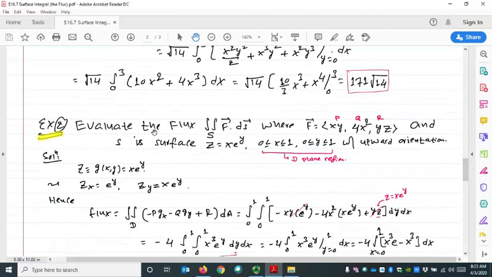Now let's compute example 2. Example 2 says evaluate the flux, or the surface integral, of vector field F over the surface S, where the vector field is given by F = (xy, 4x², yz), and the surface is z = x·e^y, where x is bound from 0 to 1 and y is bound from 0 to 1, with upward orientation.